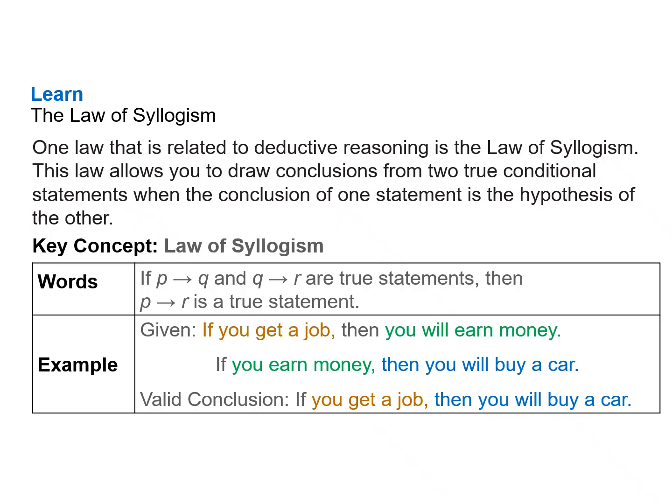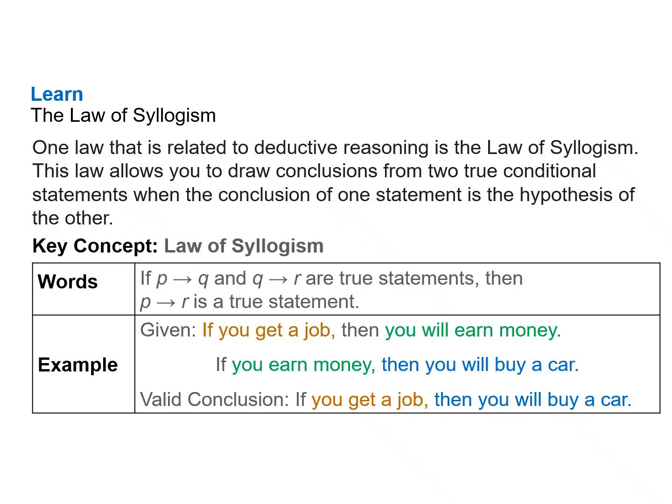All right, so I told you there was another law, and this other law is called the law of syllogism. One law that is related to deductive reasoning is the law of syllogism. This law allows you to draw conclusions from two true conditional statements when the conclusion of one statement is the hypothesis of the other. If P then Q and if Q then R are true statements, then if P then R is a true statement.